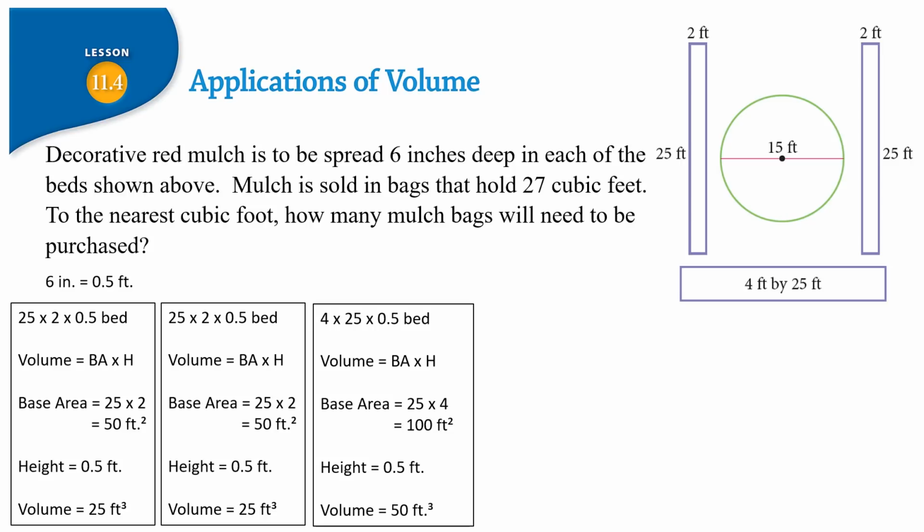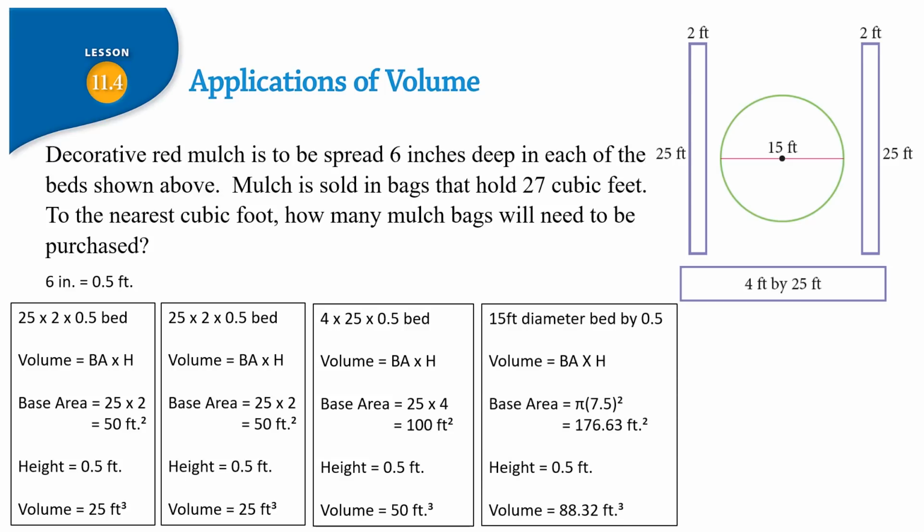Lastly, we have the cylinder in the middle. That's a circle with a diameter of 15. Now, this means you're going to have base area times height, because it's a cylinder. You have pi times the radius squared, which is 7.5 squared, since it's half the 15, times pi, which is 176.63 square feet. Multiply that by 0.5, that gives you 88.32 cubic feet.